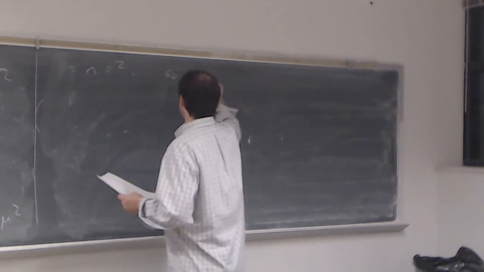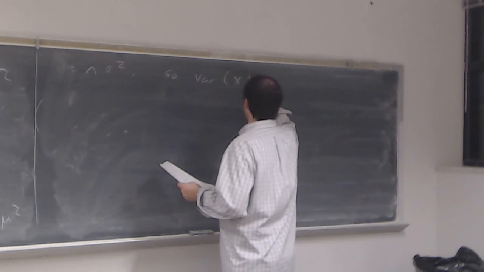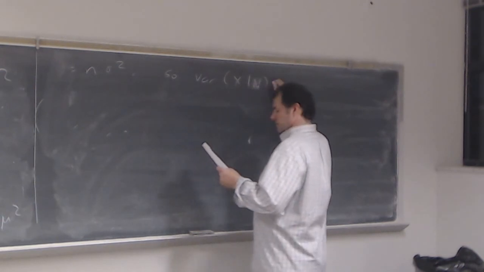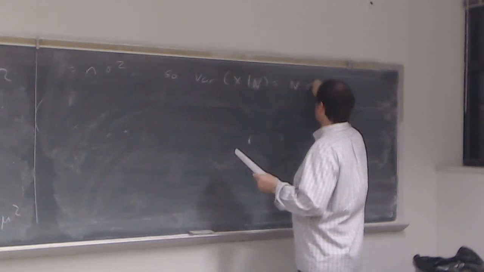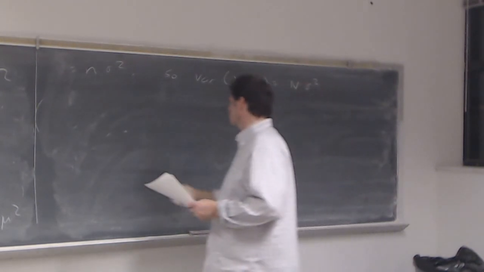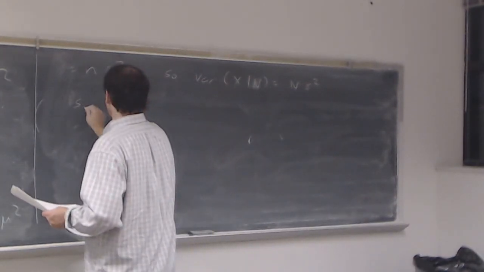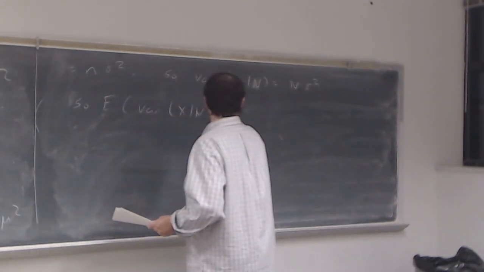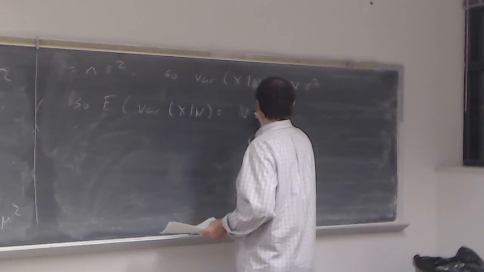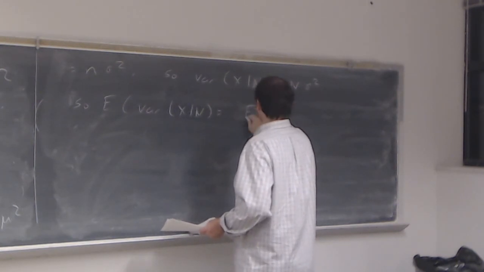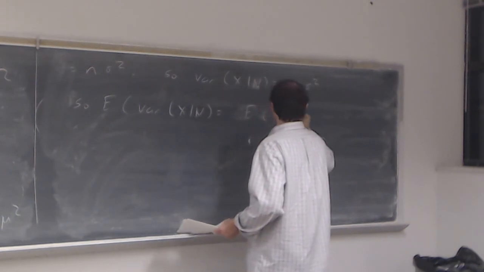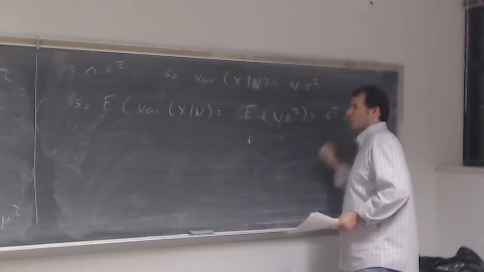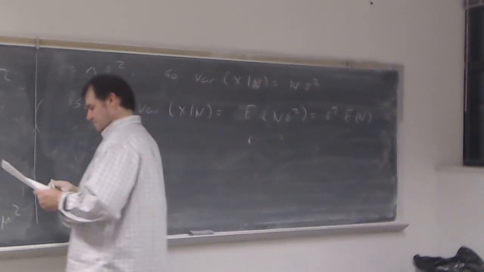So what we just found is the variance of X given N is equal to n times sigma squared. That's what we found. So the expected value of the variance of X given N is going to be equal to the expected value of N times sigma squared, which equals sigma squared times the expected value of N. That's part of what we wanted. Now we have to look at the other part.